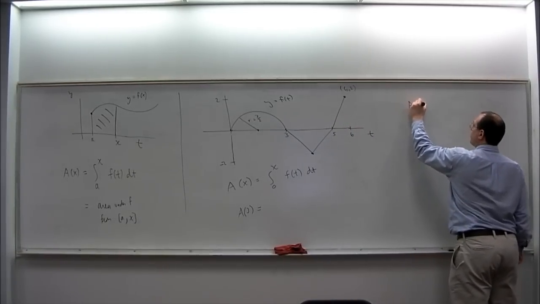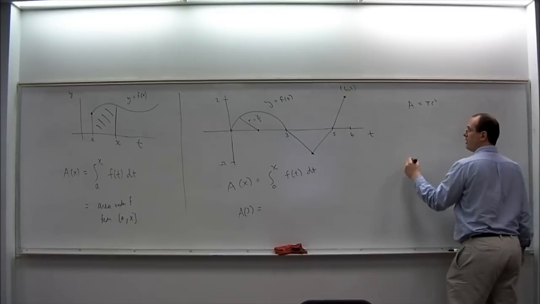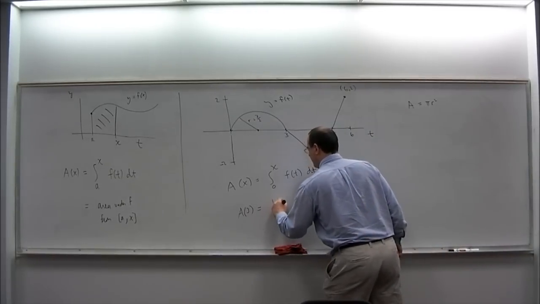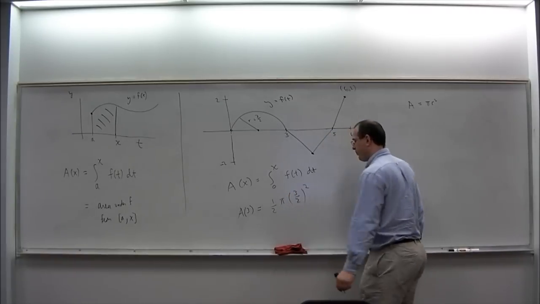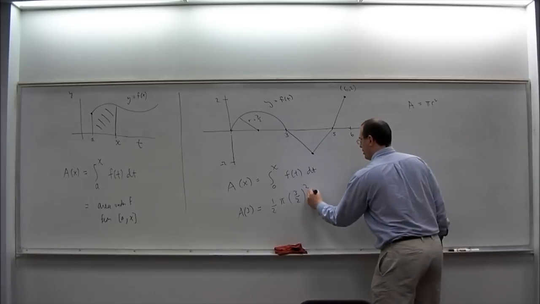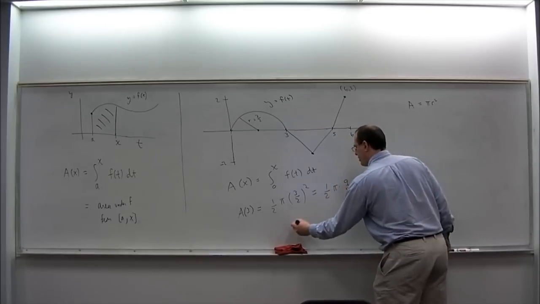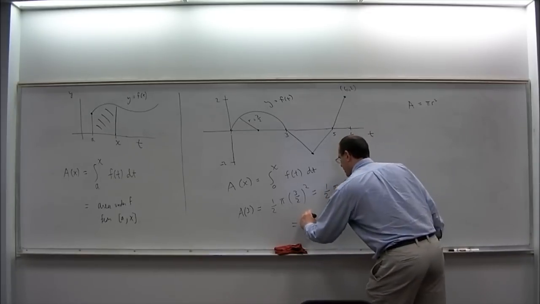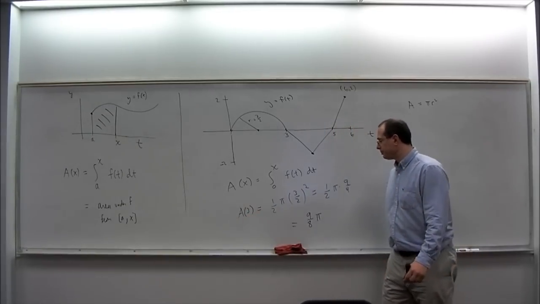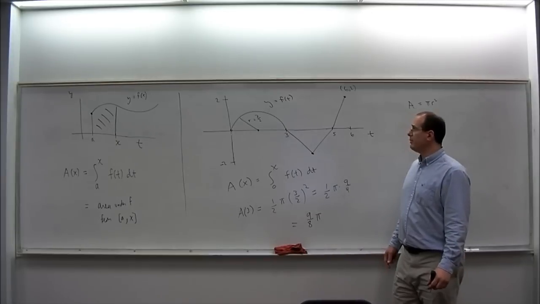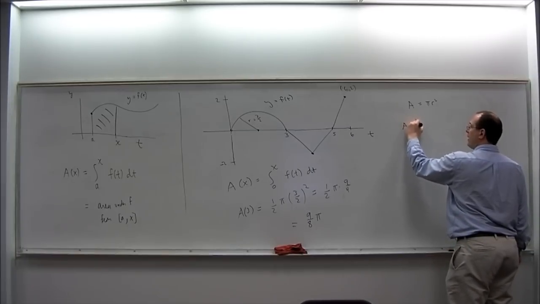The area of a circle is pi r squared, so the area of our semicircle is half of that, so it's a half times pi times the radius squared. The radius is 3 halves. We have to square that, so it looks like we're getting 9/4 there. 1/2 pi times 9/4, and this boils down to 9/8 times pi. So A of 3 is 9/8 times pi. How about A of 5?